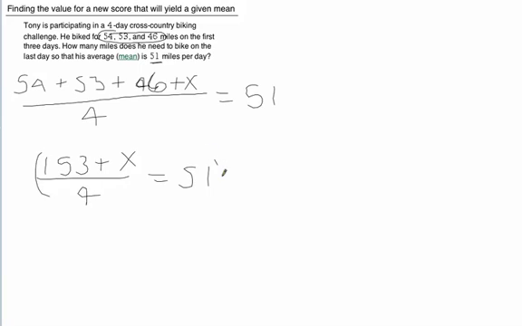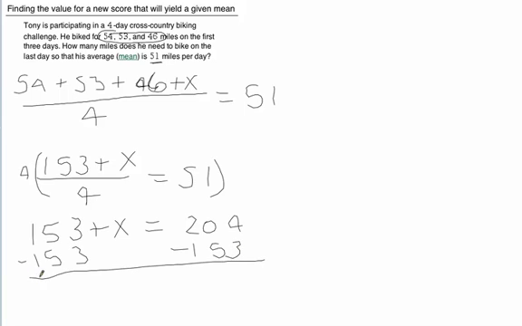Multiply by 4, we get 153 plus x equals 204. Subtract 153 from both sides, and we get x equals 51. So Tony has to bike 51 miles on the last day to average 51 miles for each of the 4 days.